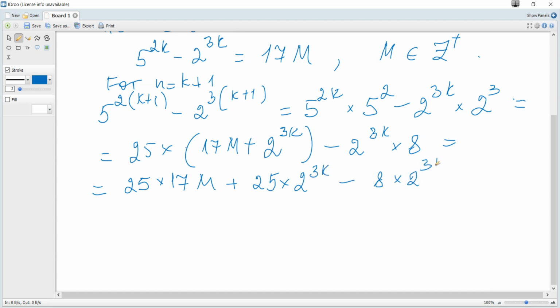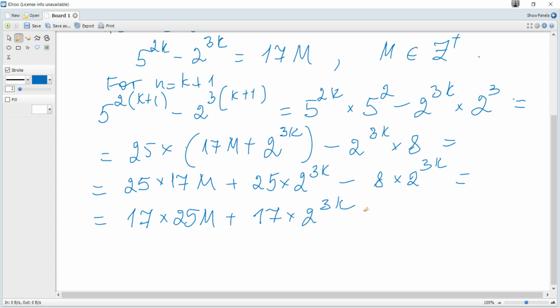by 2 to the power 3k minus 8 multiplied by 2 to the power 3k, and we can see that we can add like terms or just factor out 2 to the power of 3k, and it becomes, I rewrite 17 in front, 17 times 25m plus, you can see that it becomes 25 minus 8, which is what? 17 times 2 to the power 3k.